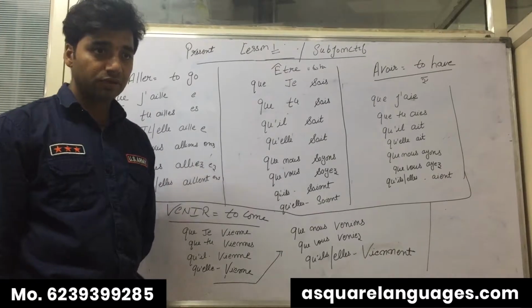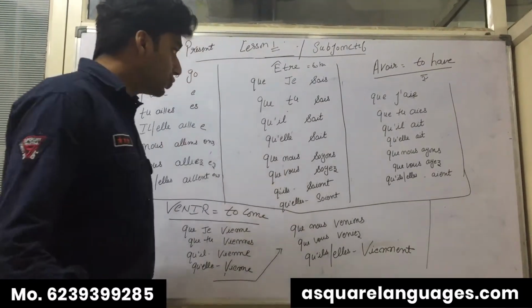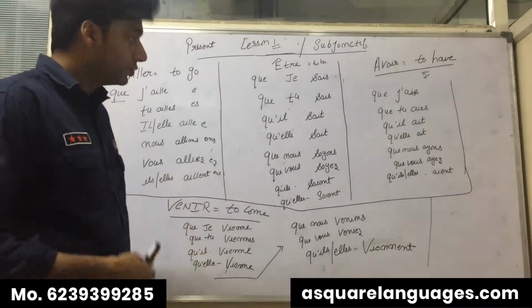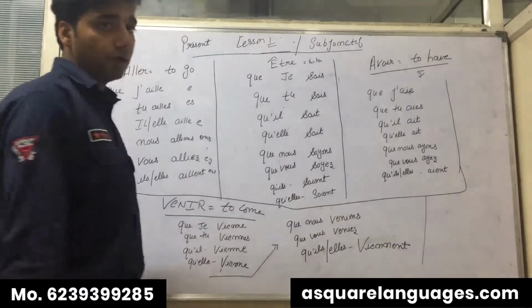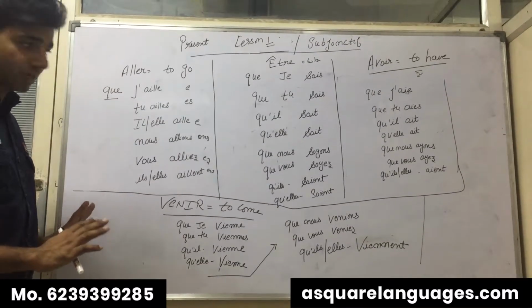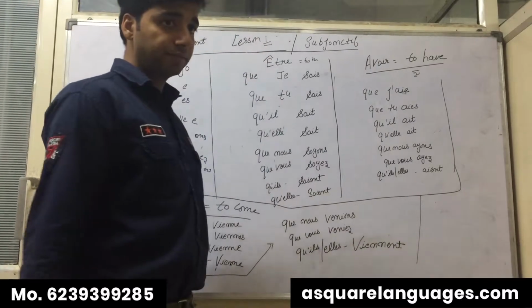C'est clair? Oui. Ok, répétez s'il vous plaît. Je sois, tu sois, il/elle soit, nous soyons, vous soyez, ils soient, elles soient. C'est clair. C'est très simple ou difficile? C'est simple. D'accord, c'est bien. Ok, avoir.